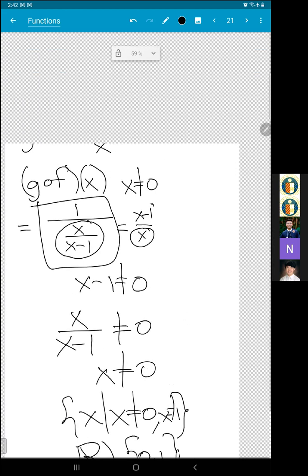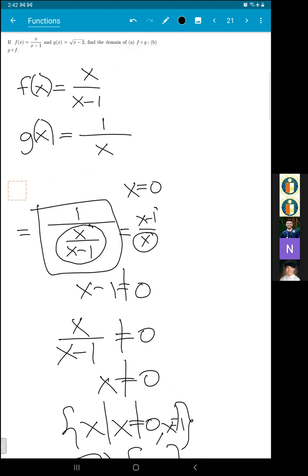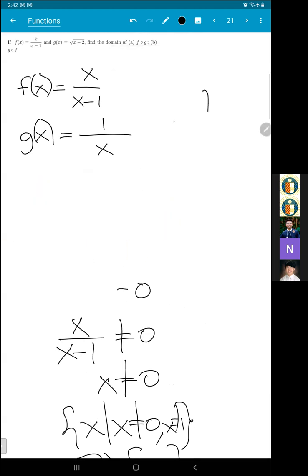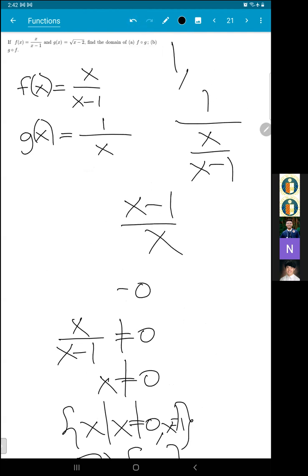Ano yun? Ano? 1 all over x over x minus. So in short, this is defined. Patanggalin mo si 1. Diba? And then, evaluate mo na si f of g. Ito na yon. Simplify mo na si f of g. Ensure mo rin na defined yan. So exclude mo si 0.